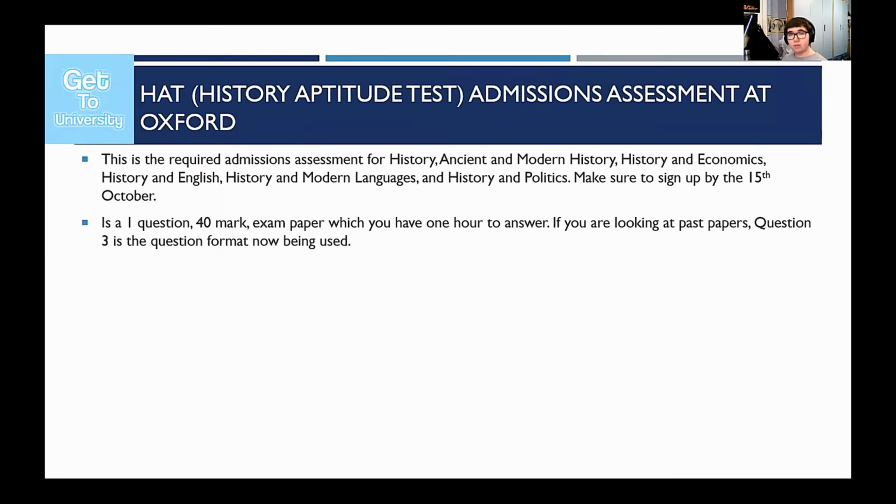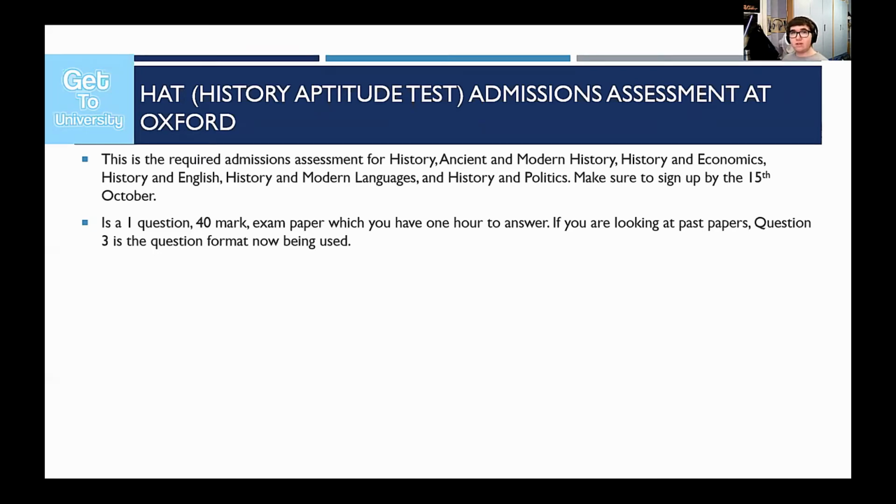If you're looking at past papers, they changed the format last year, so they removed all the other questions, and it's now what used to be the old question 3. That is all there is. And the reason they did that is they said that this question was the most fair question, in terms of anyone who's done history can easily approach it.